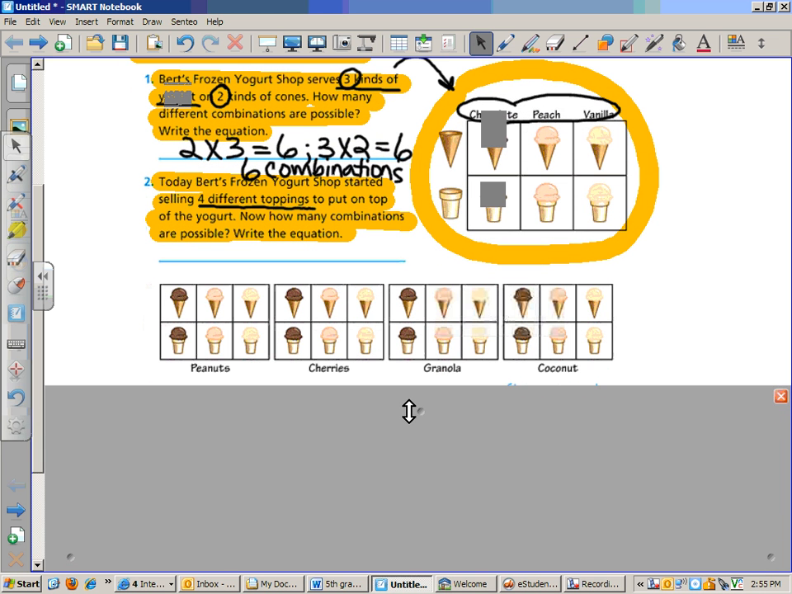Okay, so you still have your 2 by 3s. So you have one here, another one here, 3, and 4. And then we've just put in the different types of toppings.